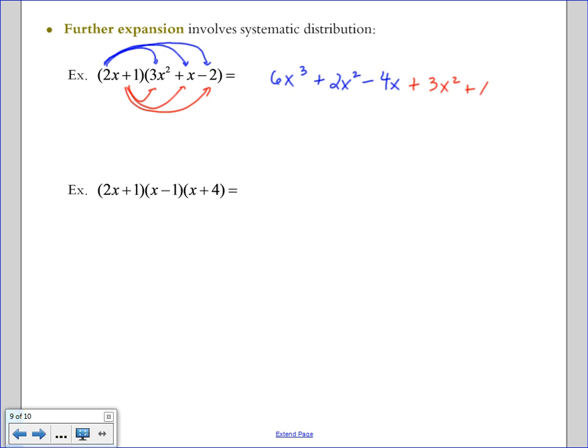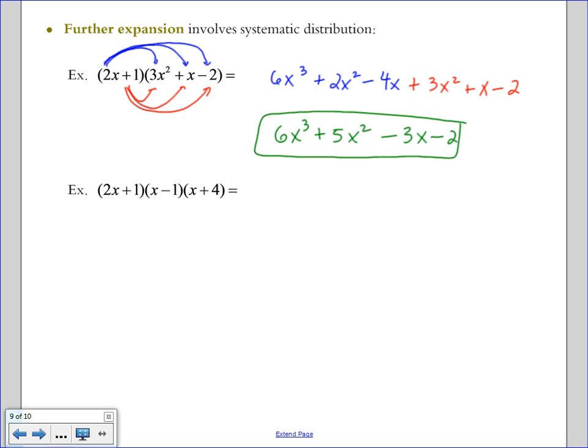So I switched colors so you could see where I'm obtaining these numbers from. But in the end, you end up with 6 terms. That's because there were 2 in the first parentheses and 3 in the second. There should be 6 terms, and then you look for like terms to combine. And here we have 6x to the third, no like terms. We have a 5x squared from combining the 2x squared terms, a minus 3x from combining the 2x terms, and then a minus 2 at the end.